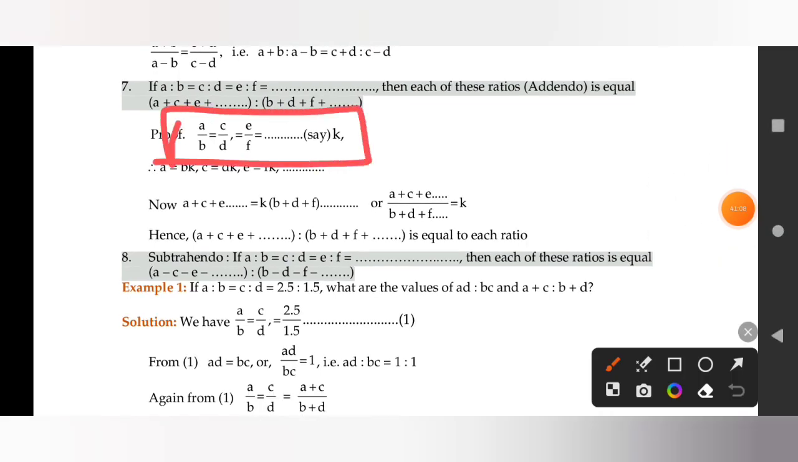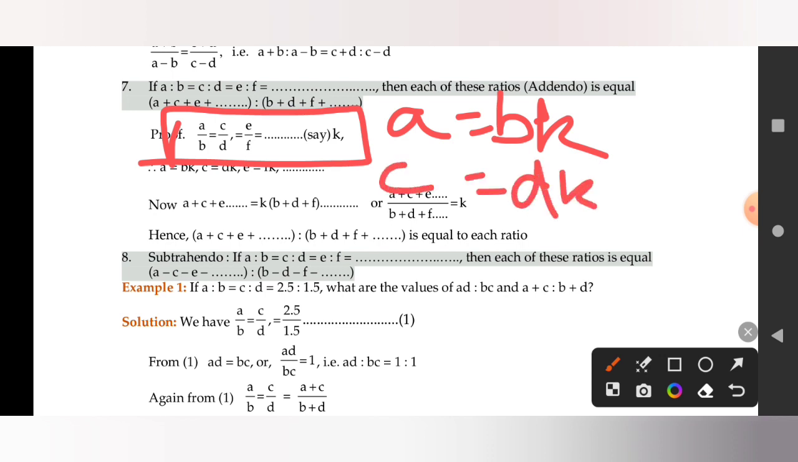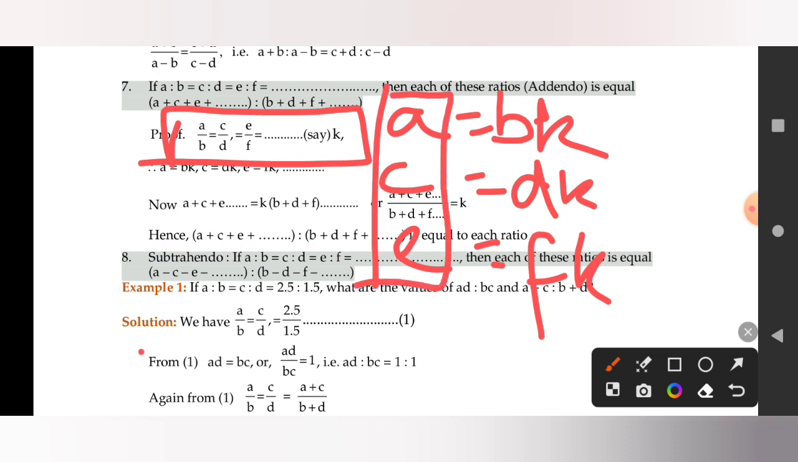Let's say all these ratios are equal to K. So what is A equal to? A equals BK, C equals DK, E equals FK. Okay. So now A plus C plus E, if you add this left side, what will you get? K common, B plus D plus F. Right? Let me write it.